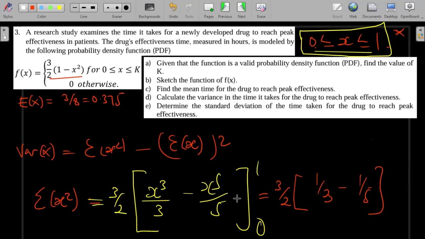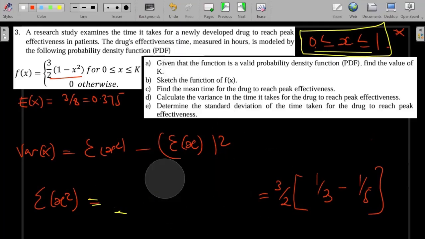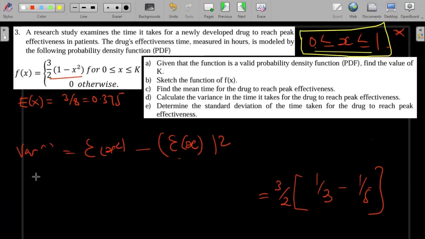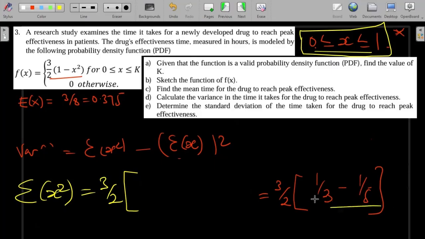Okay, so we're going to get this. Can you erase this part? So we say the expected value of x squared is equal to 3 over 2. And then inside here, if I subtract these two, the common denominator is 15. 3 into this is 5 minus 3, so it will be 2 over 15. So write 2 over 15.